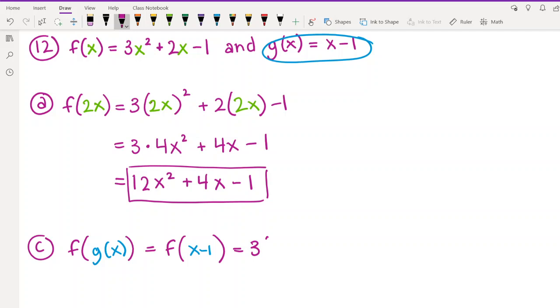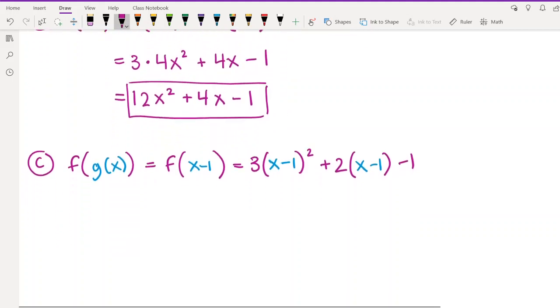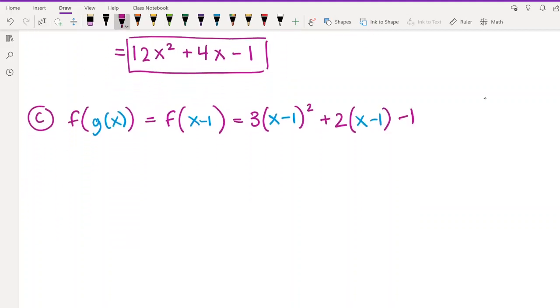So we have 3, and this is where, again, the parentheses are really important. We replace x with x minus 1, and then we have 2 times x minus 1, and then we just have minus 1. So everywhere we see the x, instead of x, we're putting x minus 1 there. The reason the parentheses are important is that in order to simplify this, we need to multiply out x minus 1 squared.